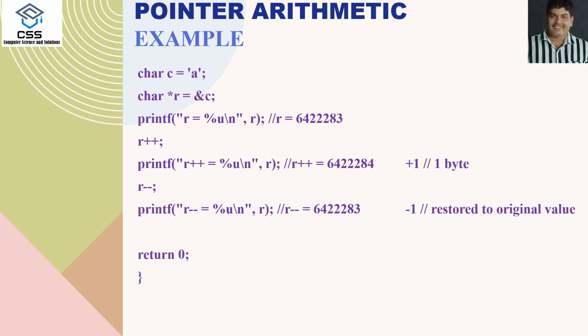Like this for decrease: for an integer of 4 bytes, 4 will be deducted from the address. If it is a character, with minus, then 1 byte will be deducted from the address. If it is a float, 4 bytes of address will be deducted, and if it is a double, 8 bytes of address will be deducted. Accordingly, arithmetic operations in the form of address in the pointer can be calculated.